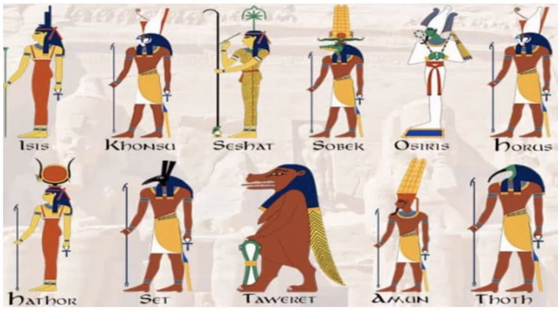Depicted in this picture are some of the famous deities in the Egyptian pantheon. Pantheon is, of course, a Greek word meaning all gods. It can refer to any temple dedicated to all the gods of a particular religion.